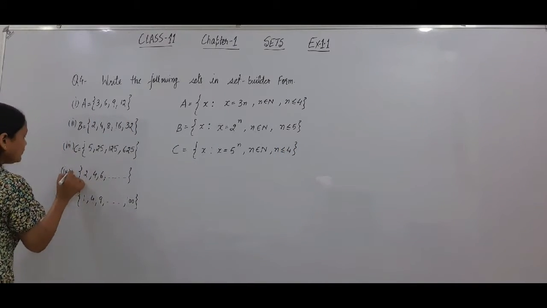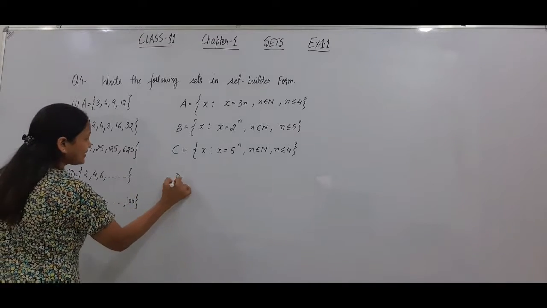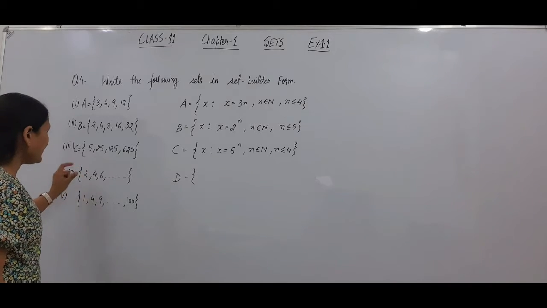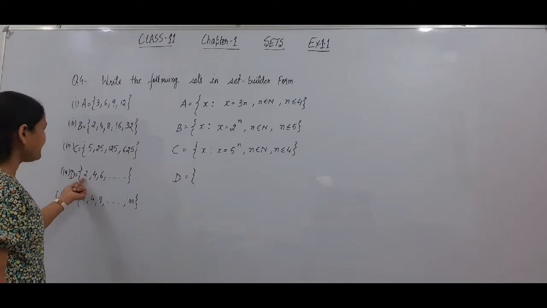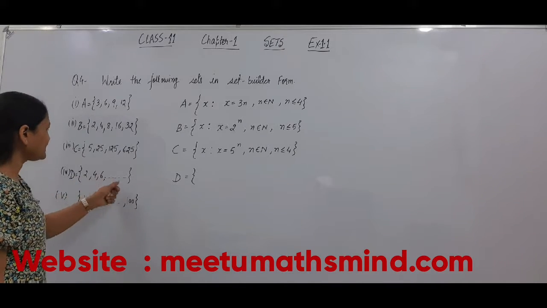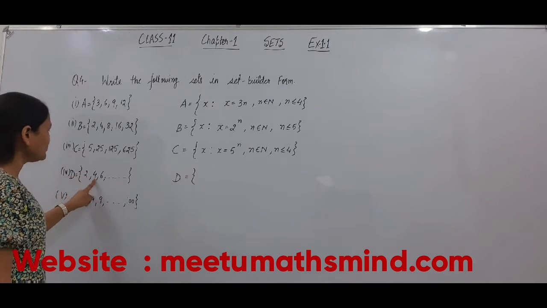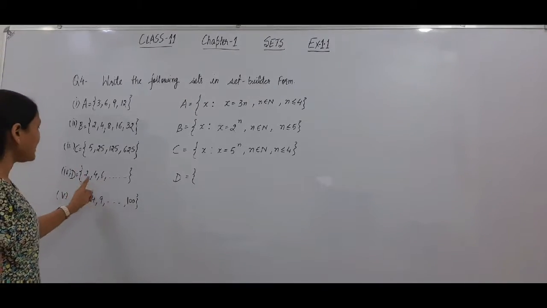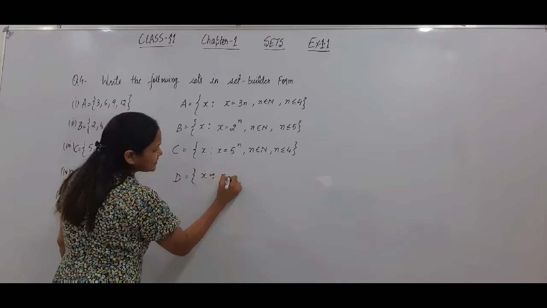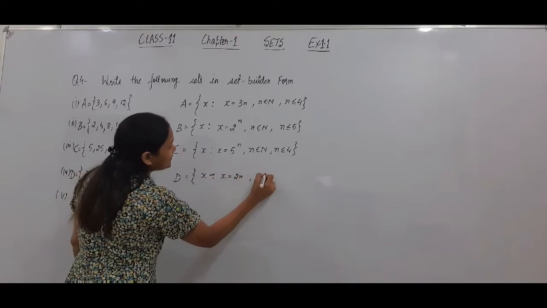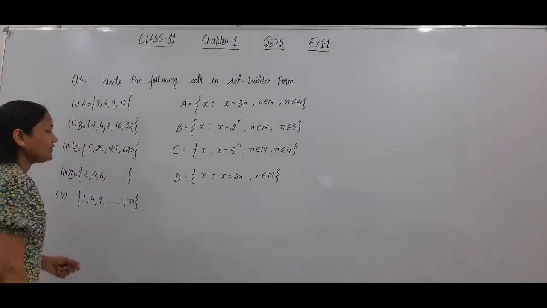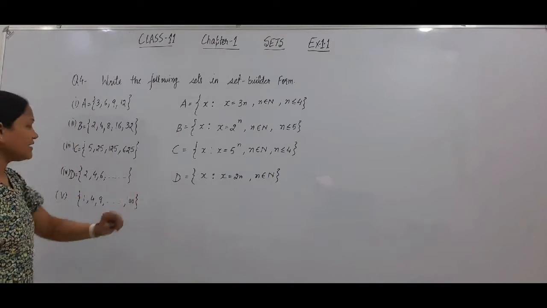Let us take this fourth one as D. First of all, identify the pattern of the elements: 2, 4, 6, and so on. That is 2 into 1, 2 into 2, 2 into 3 and so on. So they are the multiples of 2: x such that x is equal to 2n, where n belongs to natural numbers. So we can write this set like this.